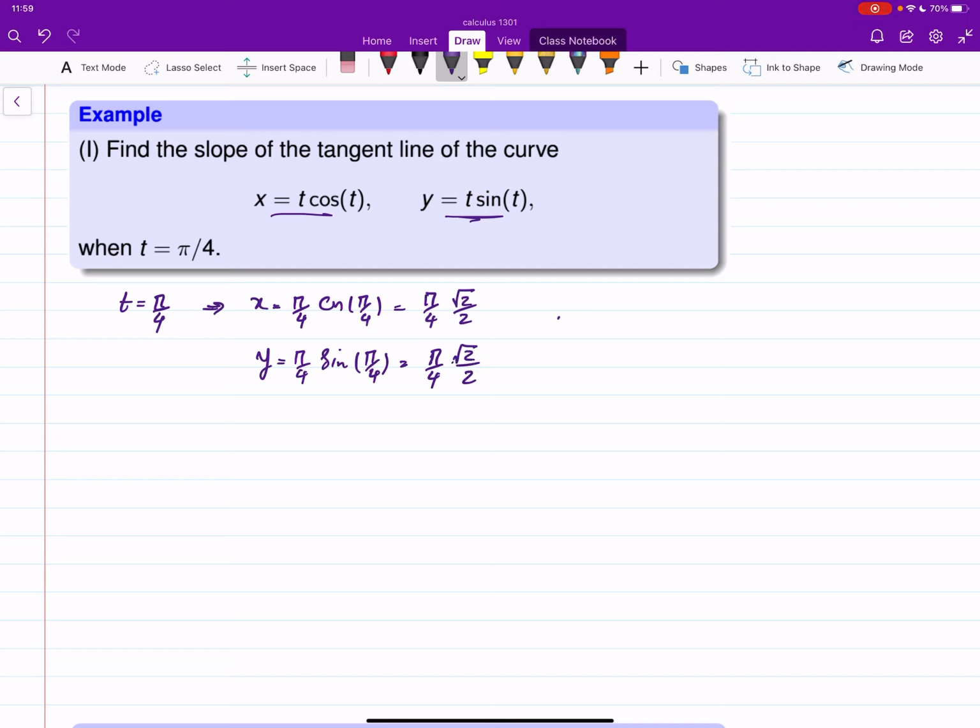So the point at which the tangent line will touch the curve has coordinates root 2 pi over 8 and pi root 2 over 8. That's the point. Now, for slope, we need to find dy/dx, not dy/dt, at that point.